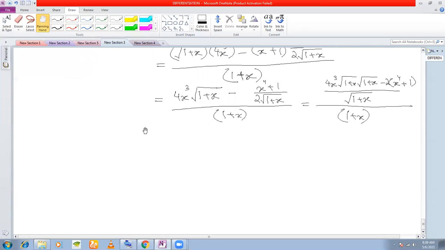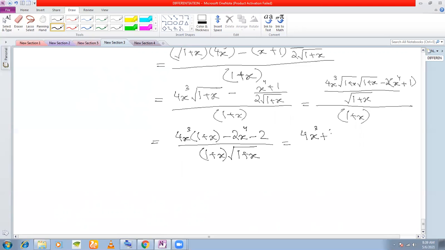Fine. So now what happens? You get 4x cubed root 1 plus x combined to give you simply a 1 plus x minus, you open this bracket here with 2x to the power of 4 minus 2 divided by 1 plus x root 1 plus x. So you have, now you open the brackets, 4x cubed plus 4x to the power of 4 minus 2x to the power of 4 minus 2 divided by, this is 1 plus x.